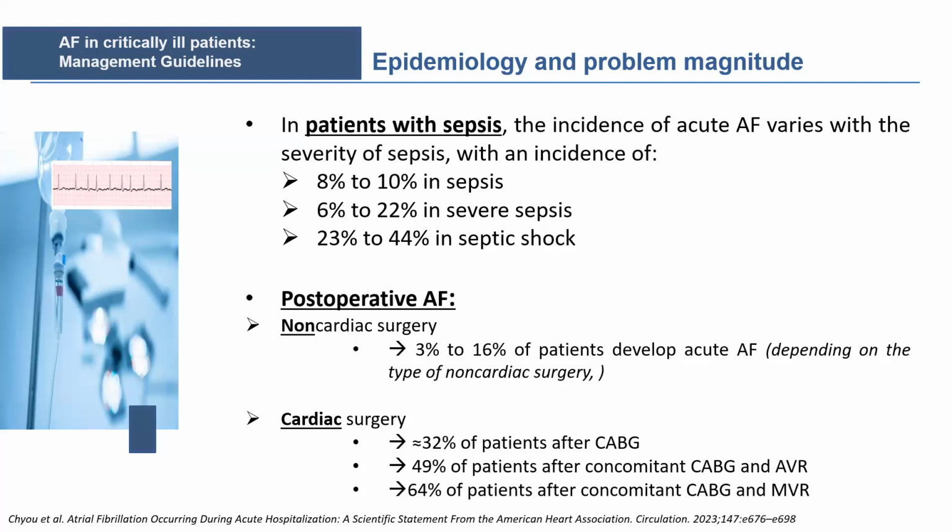Also, critically ill patients, especially postoperative patients, are at increased risk of developing atrial fibrillation, and the risk with cardiac surgery is more than with non-cardiac surgery. Cardiac surgery risk depends on the type of procedure. In CABG, almost one third of patients are at risk of developing postoperative AF, and this percentage reaches 50 to 65% if it is associated with valvular replacement surgery, according to the most recent guidelines.